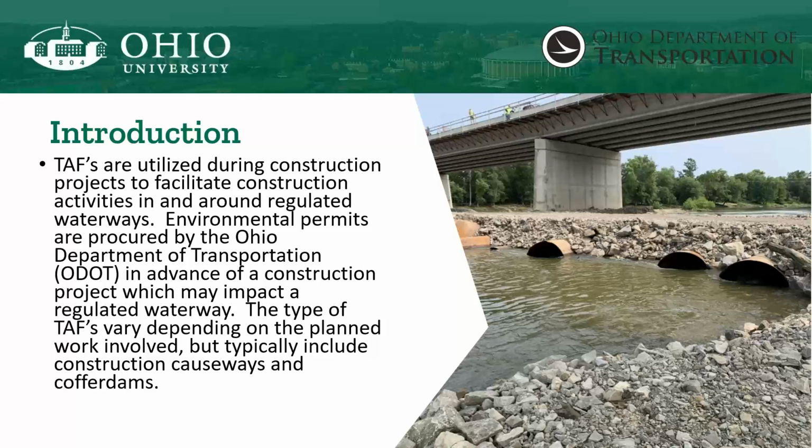Environmental permits are produced by ODOT in advance of construction projects which may impact regulated waterways. This type of structure, I'm going to call it TAP, TAF, depends on what kind of work is involved. Typically, this type of structure uses either causeways with culvert or culvert dam.